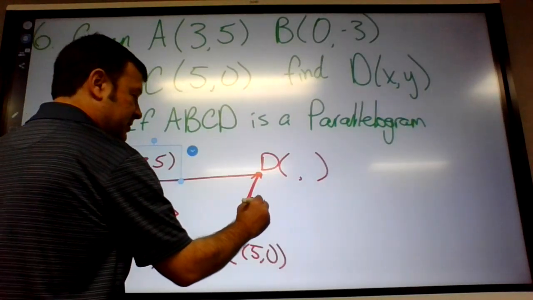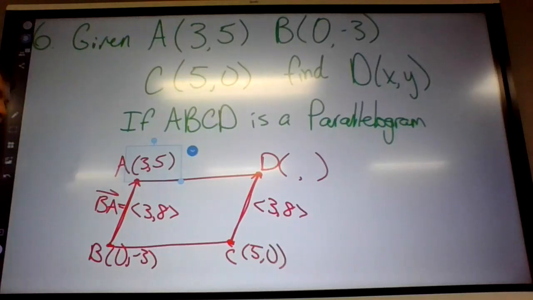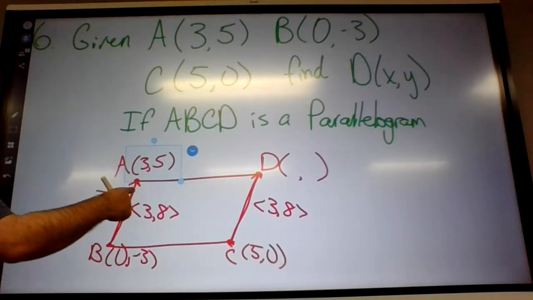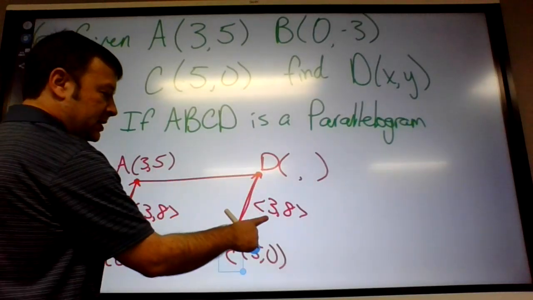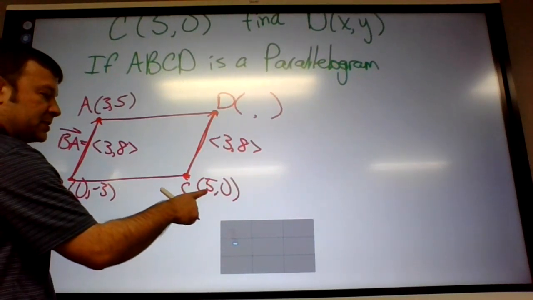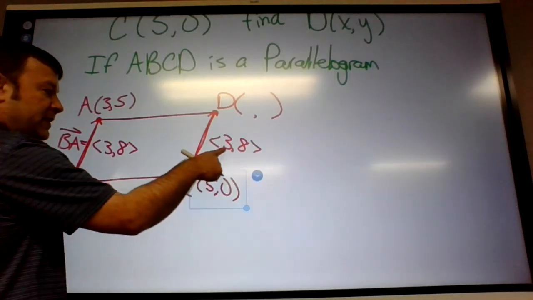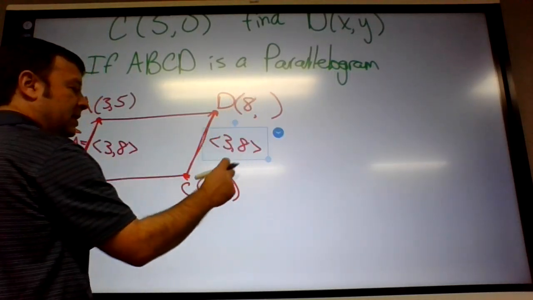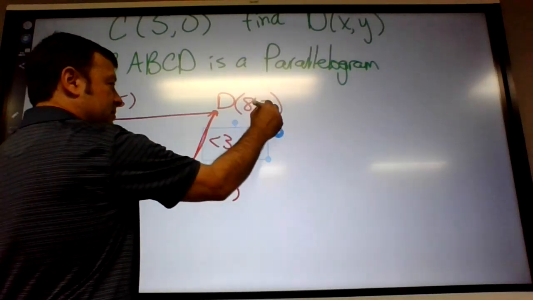So that means this vector over here, actually my picture kind of makes sense, even though I did it randomly. Because if this is right 3, this is up 8, that kind of looks right. So from C to D, this vector should also be (3, 8). Which means the x component should increase by 3, so 5 plus 3. And the y component should increase by 8, 0 plus 8.